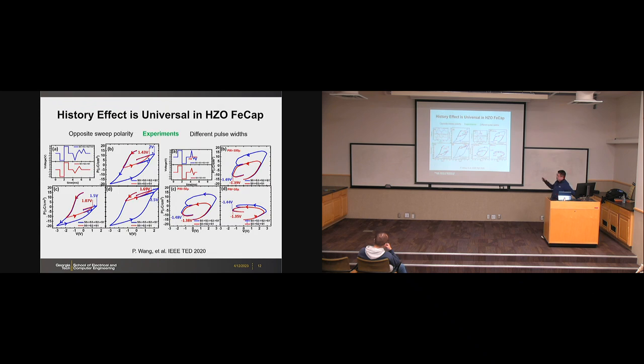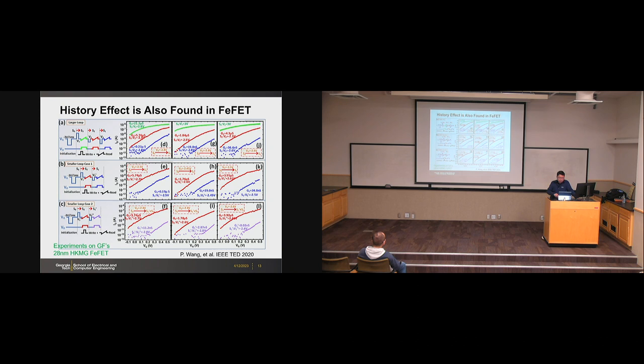We also try different conditions. For example, we change the switching polarity. On the positive side, we also see this behavior, different voltages for switching between those two intermediate states. And by changing the pulse width or the switching frequency, we also see this difference in the switching voltage. I would say this is quite universal in all our samples. Not only our own samples, we also found the same behavior in GlobalFoundries' FeFET on their 28-nanometer platform.